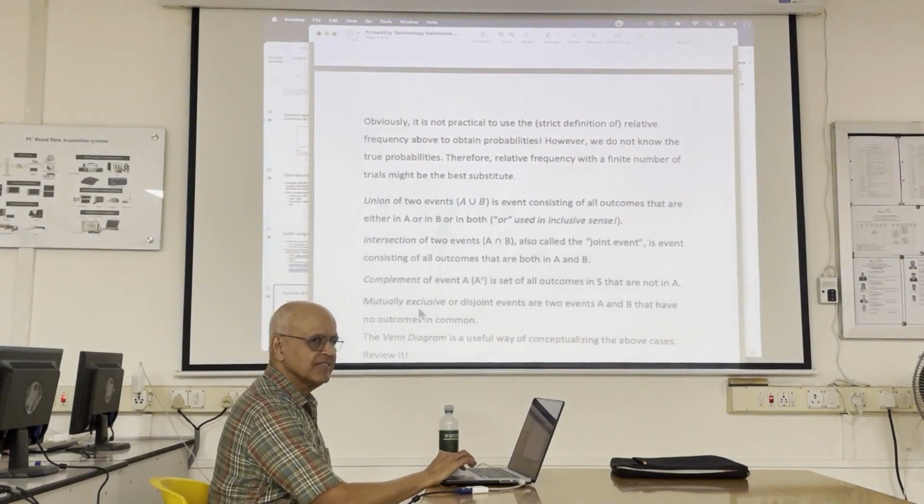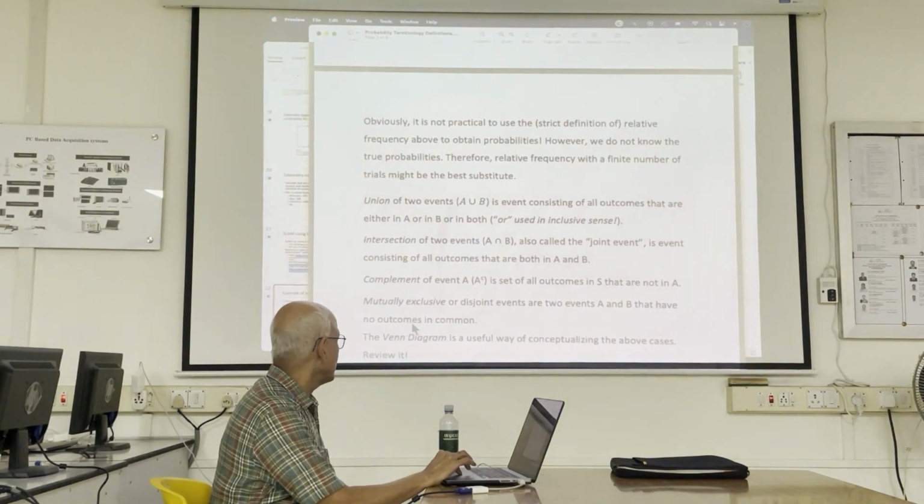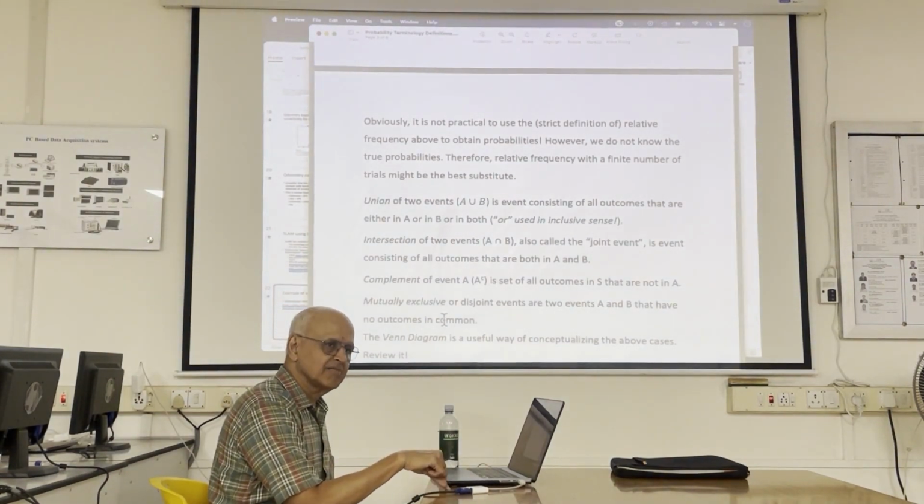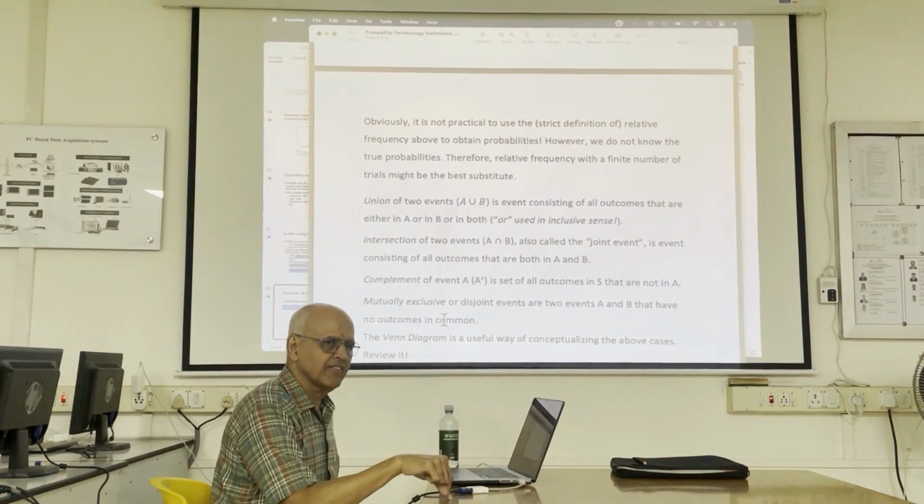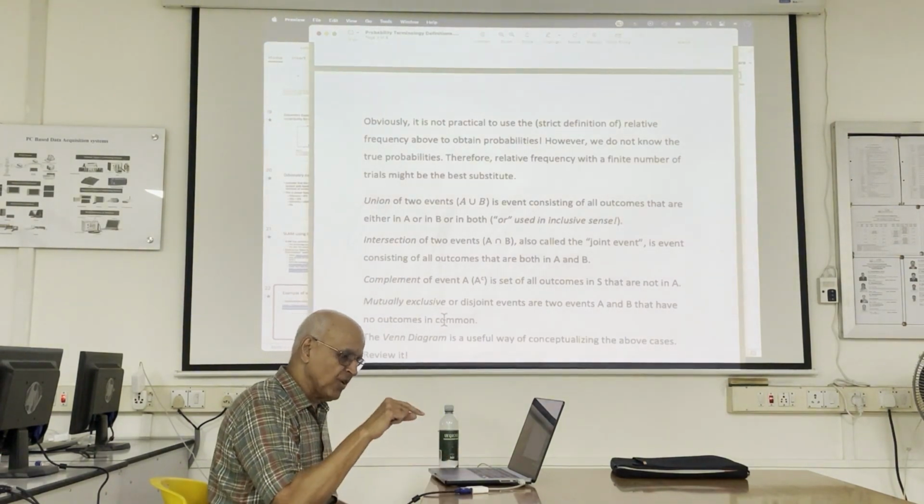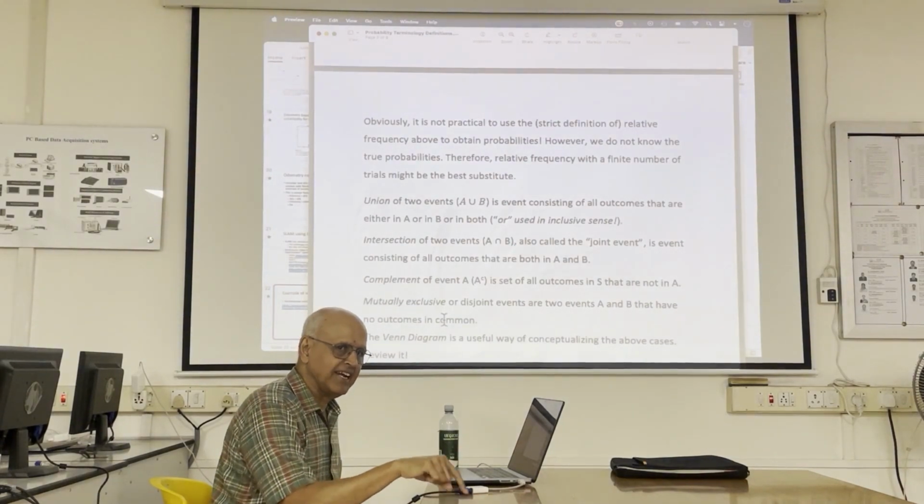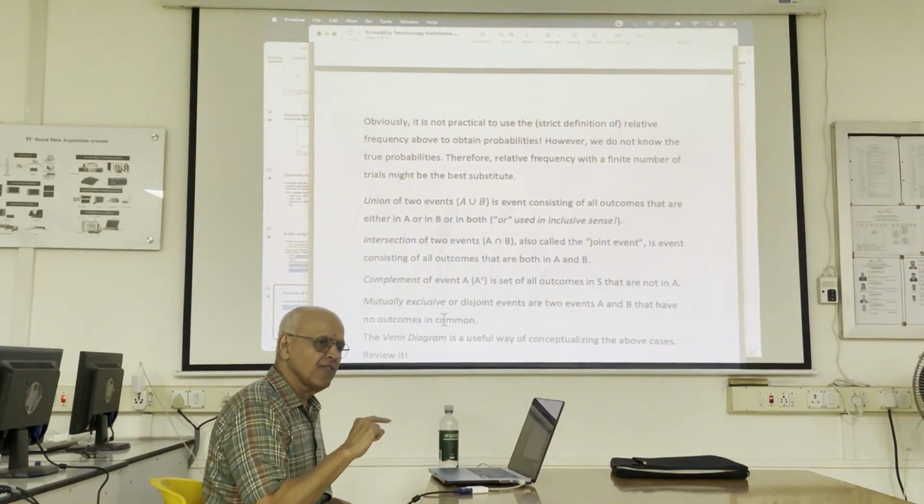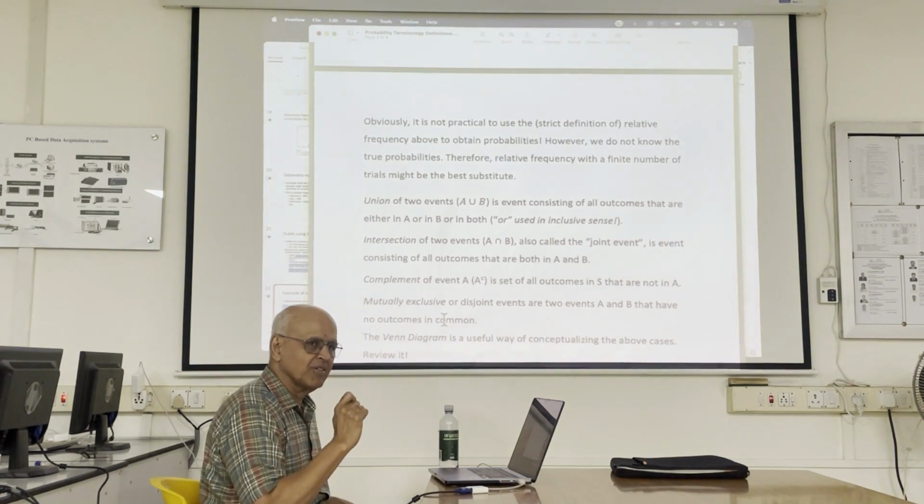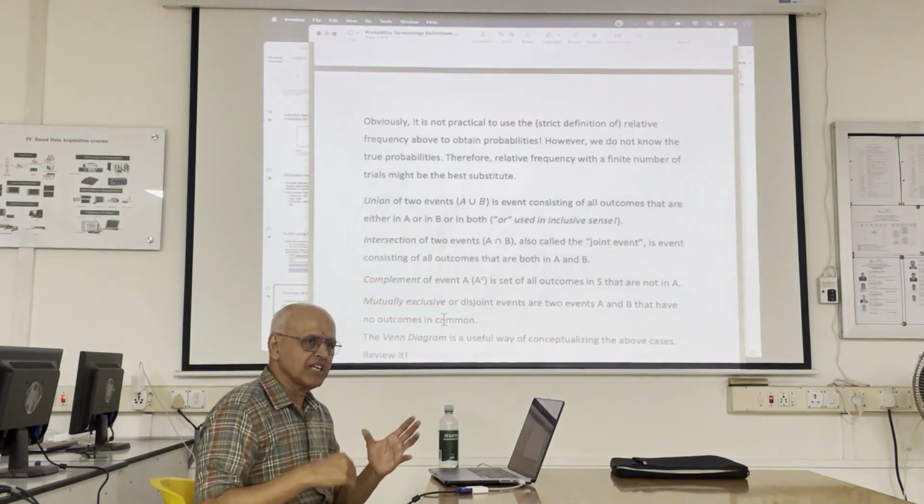Mutually exclusive, also known as disjoint, are 2 events A and B that have no outcomes in common. That means if you know A has occurred, then B could not have occurred. So if you know A has occurred, the probability of B is 0. Given that A has occurred, the probability of B is 0, because they are mutually exclusive. One occurs, the other cannot occur.